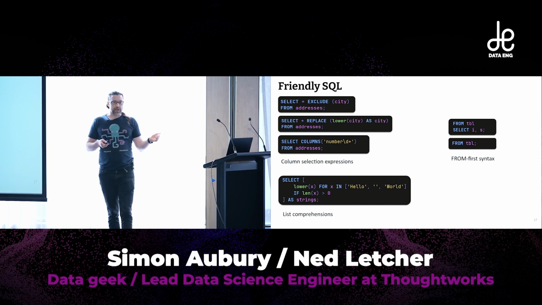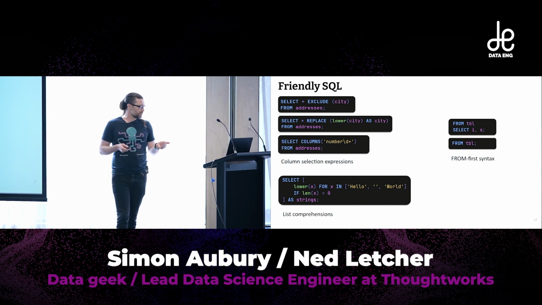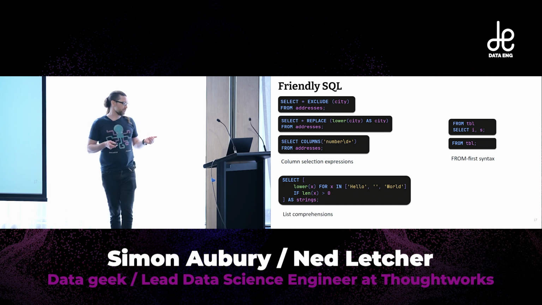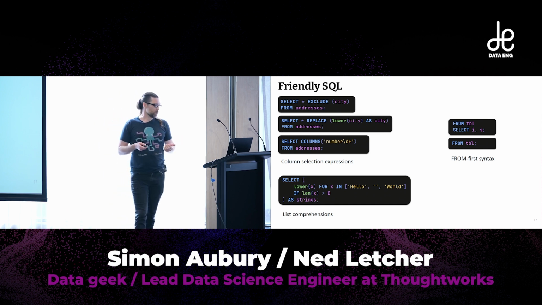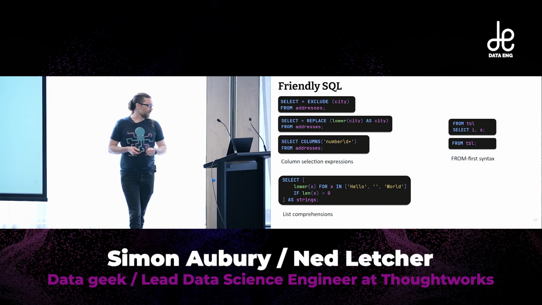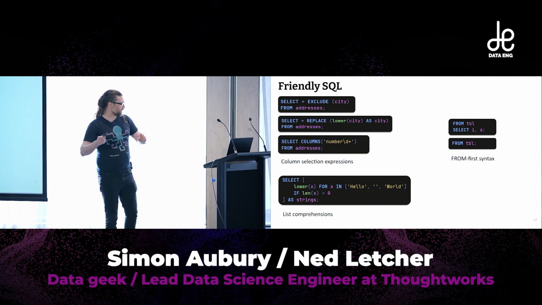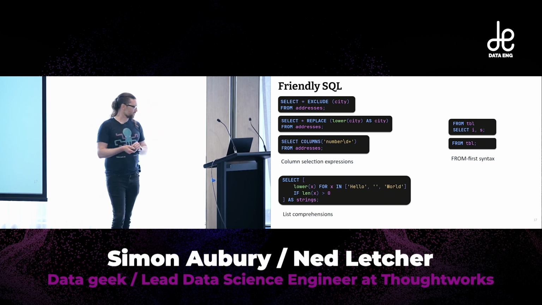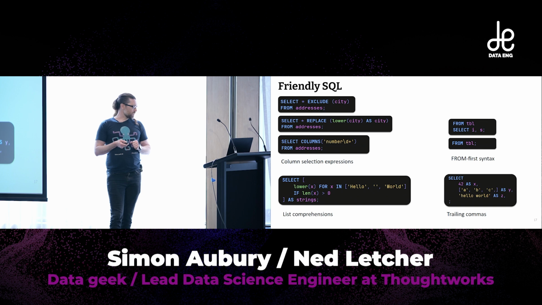And if you're a Pythonista, you'll appreciate this, you can even do list comprehensions. So you can see here that I'm just going through and lowercasing all the elements in this array, which is a data type in DuckDB of strings, and then conditionally pulling out if they're not empty, and that's now the value that data element gives us. And lastly, not lastly from all the friendly SQL enhancements, but last for this one, is trailing commas.